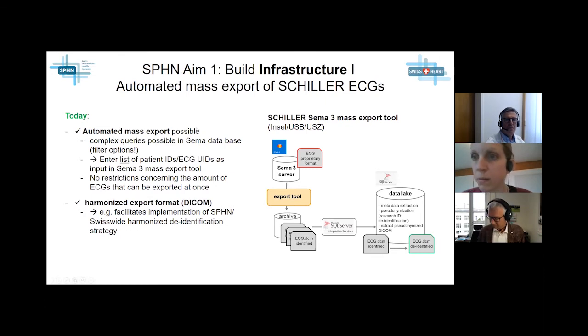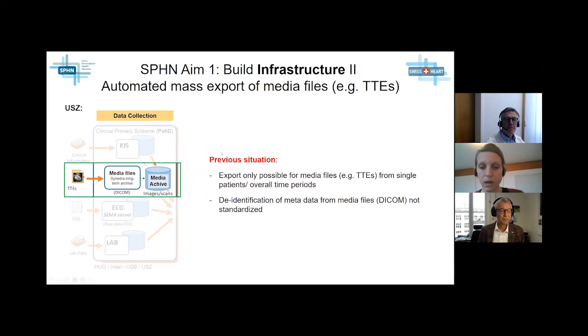Yeah, Christian, maybe you could. So for the echoes, for the TTEs, we were basically in a very similar situation as for the ECGs. Echoes at USZ are stored in our long-term archive called Synodra. And there were, of course, export options. However, again, very manual. So the export of big data sets was very time-consuming and just not suitable for projects like the SwissHEART project, where we plan to export huge amounts of echoes.